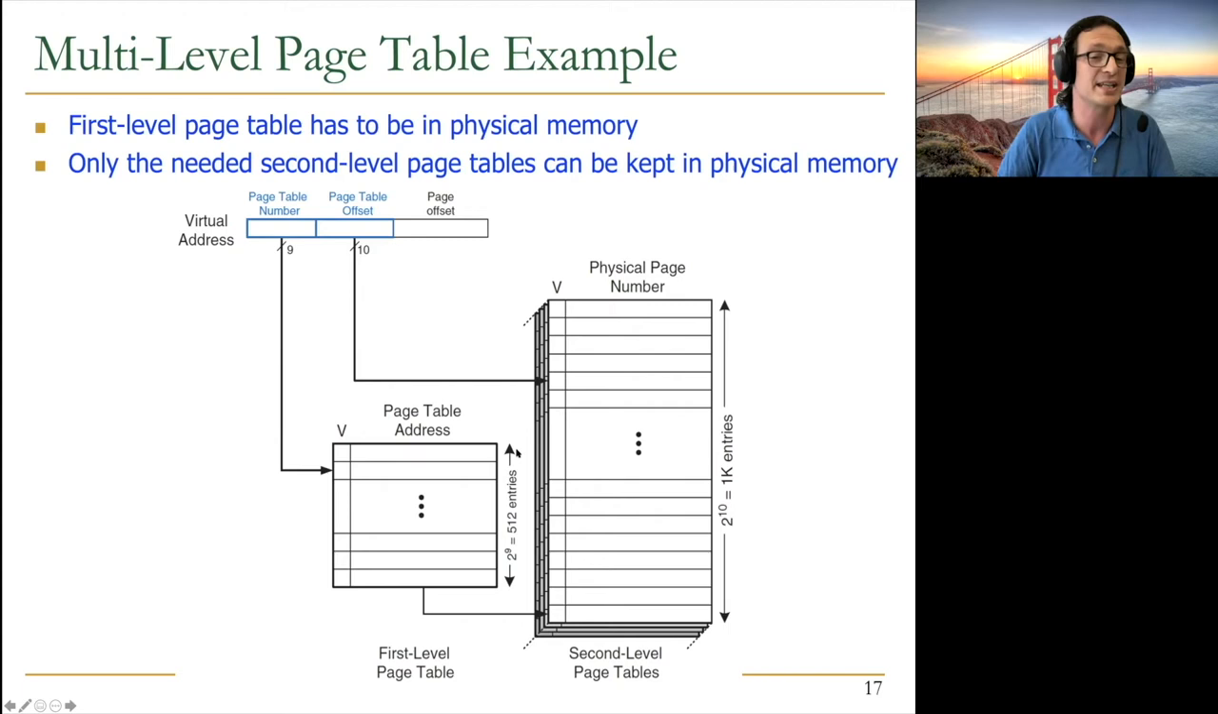But what is the downside? The downside is now each translation requires additional latency, right? You can see that you first need to translate this page table number to get the page table base register. And then you need to do the real translation by getting the real physical page number corresponding to the entire 19 bits over here. So it's a 2-level access. So you need to do 2 memory accesses to get the translation, and then 1 memory access to actually do the memory access you're supposed to do, right? So clearly this increases the latency. So another level of indirection always increases latency.